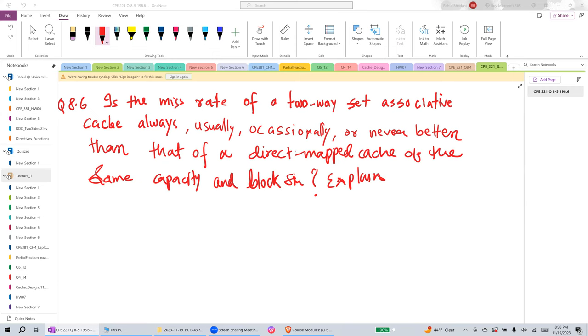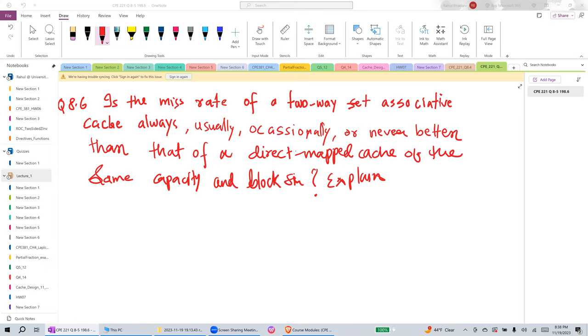We already looked in a previous video at exercises 8.3 and 8.4, which asked to give an example of a sequence of addresses where, number one, a direct mapped cache will outperform a fully associative cache, and number two, vice versa, where a fully associative cache will outperform a direct mapped cache. So in general, you see from both examples that there are situations where a direct mapped cache will outperform a fully associative cache, and situations where a fully associative cache will outperform a direct mapped cache.